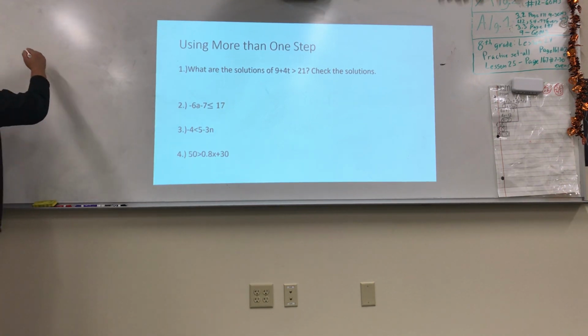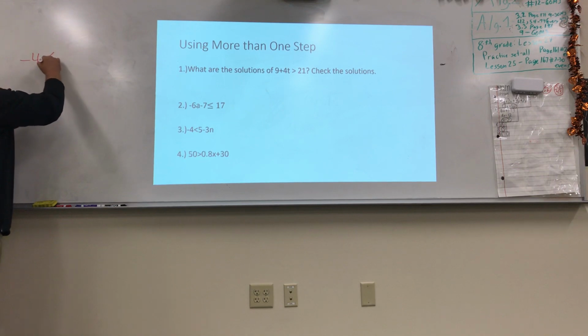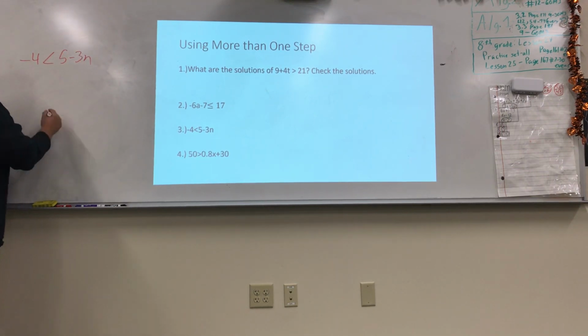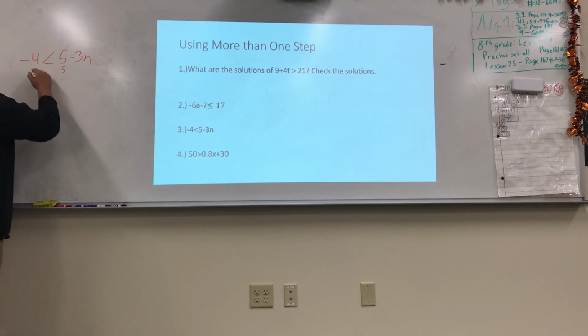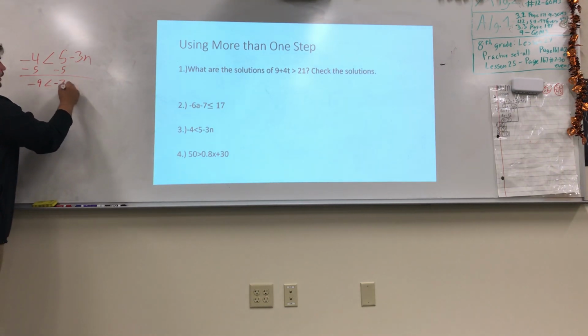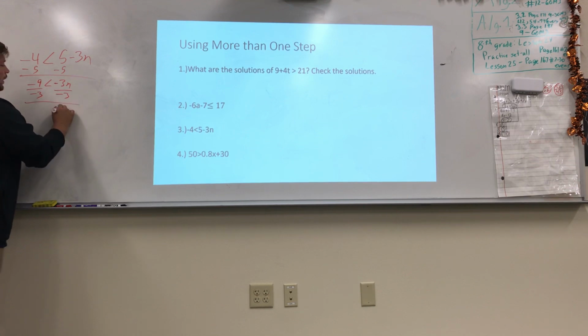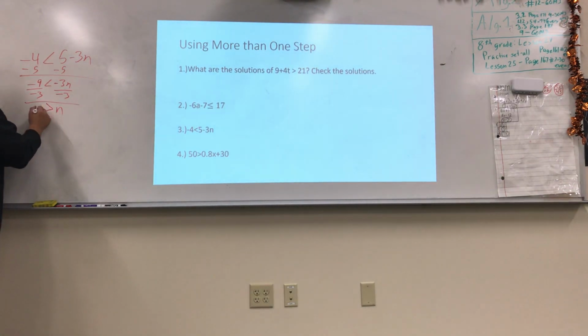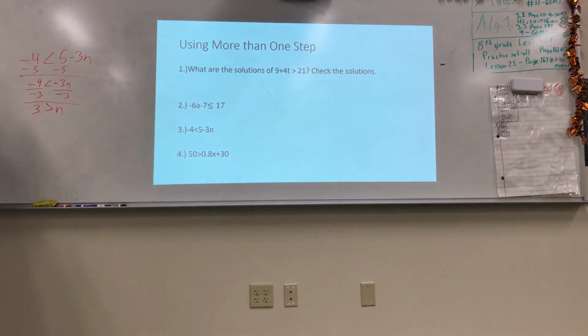Your other one, you have negative 4 is greater than 5 minus 3n. Alright, you're going to minus 5, so your negative 9 is less than negative 3n. Divide by negative 3, divide by negative 3, you get n. It is divided by a negative, so we switch the sign. n is less than 3.